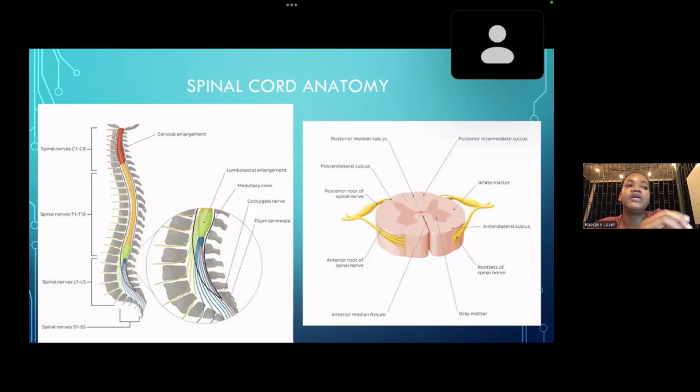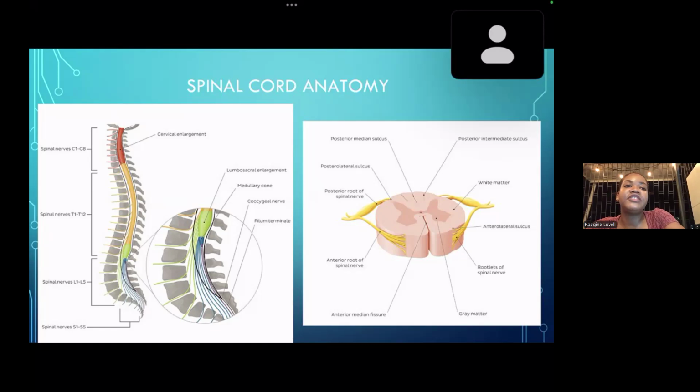In addition, you have the coccygeal nerve, which originates from the terminal portion of the spinal cord, the medullary cone, and is the last and the smallest spinal nerve. Extending from the apex of the medullary cone, as you can see, is the filum terminale, which is a thin connective tissue structure, which is an extension of the pia mater, and it attaches to the sacrum and functions as an anchor to stabilize the distal portion of the spinal cord.